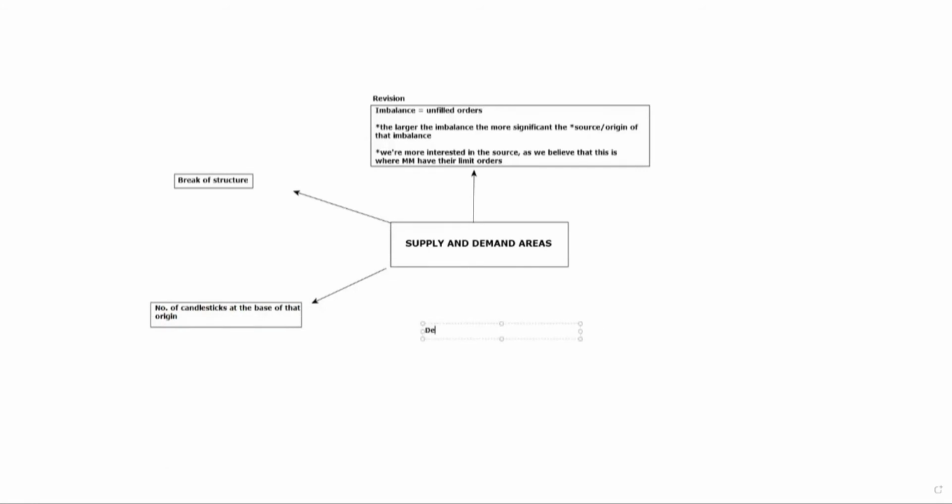Number three, departure from the source. Now, this we already covered in that imbalance video. Basically, when we're talking about a departure, we're talking about, okay, there was tension in the market, and then there was a huge drop or a huge rise in price, right? So you use the imbalances to identify potential areas of supply and demand, right? But without these three signs, you don't have a significant area of supply and demand.